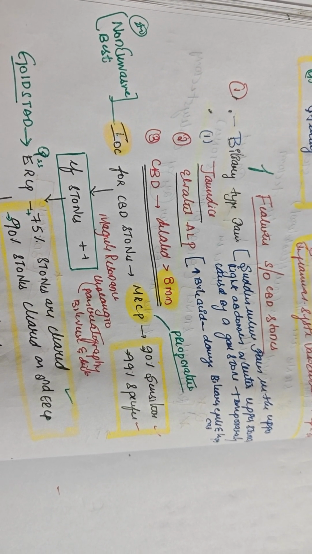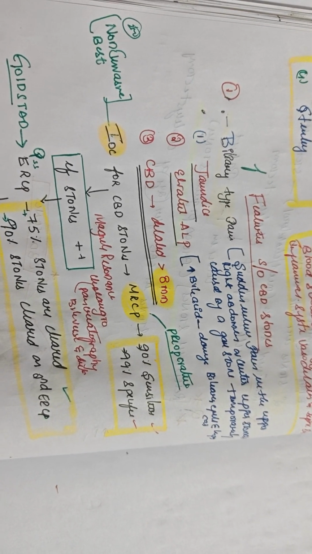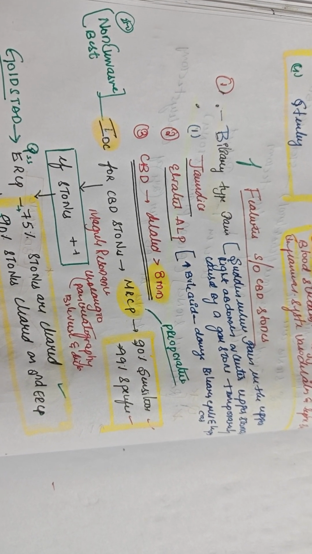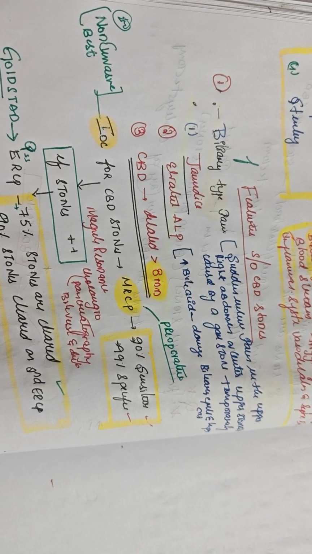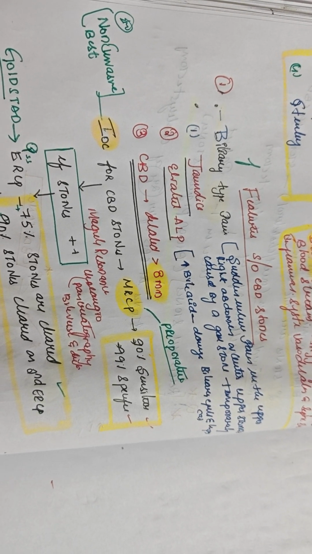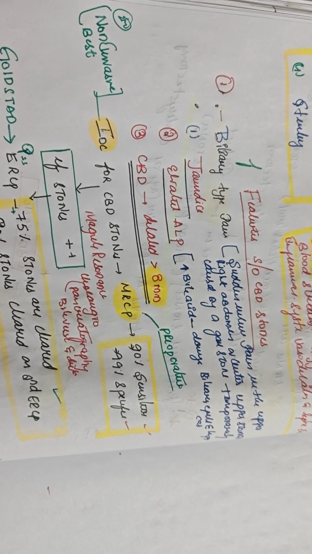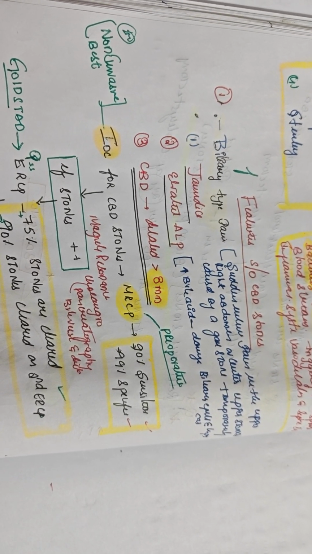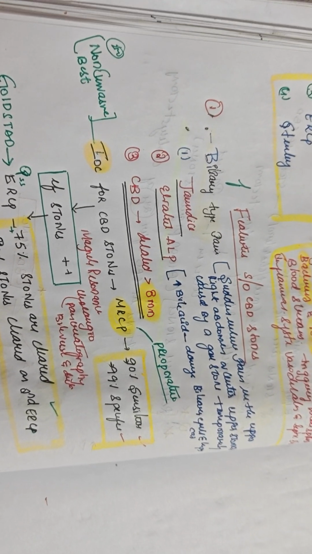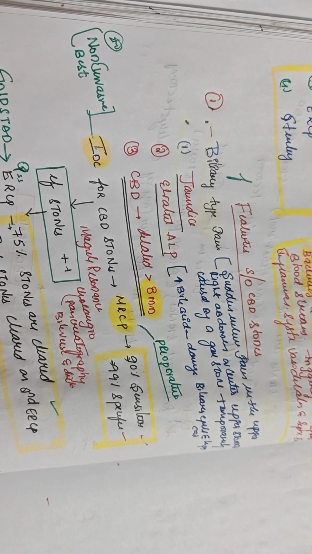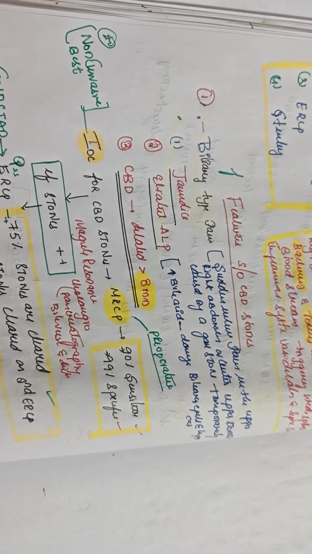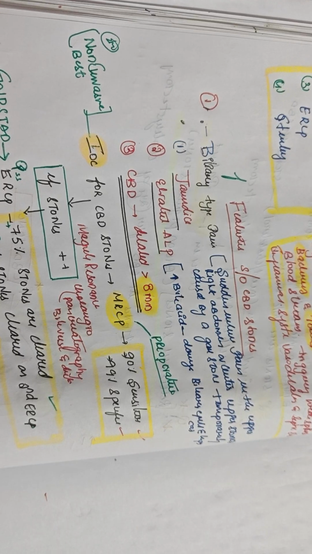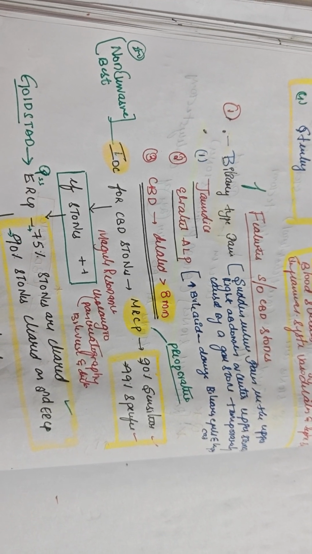It is MRCP, that is 90% sensitive. Remember, it is 90% sensitive. And it is 99% specific. That's what we need to understand. When I tell it is 90% sensitive, when I tell it is 99% specific, then I can prefer MRCP before cholecystectomy.